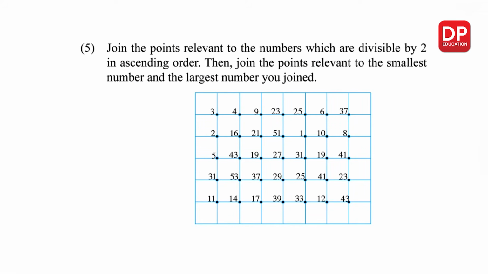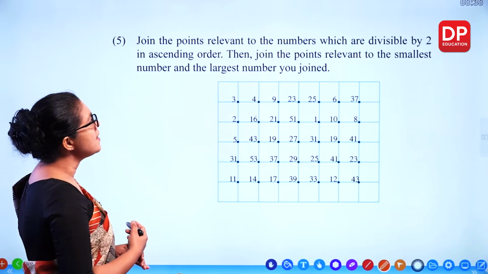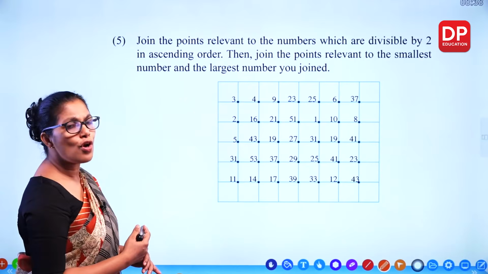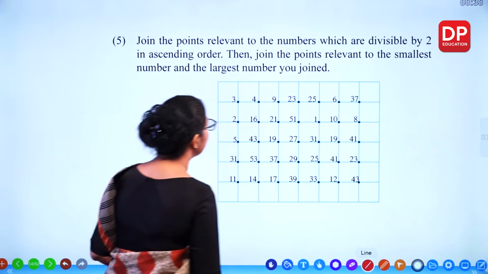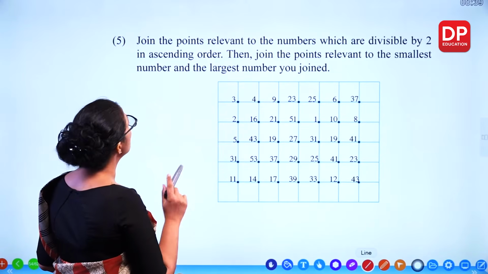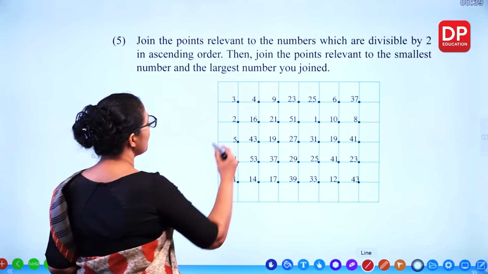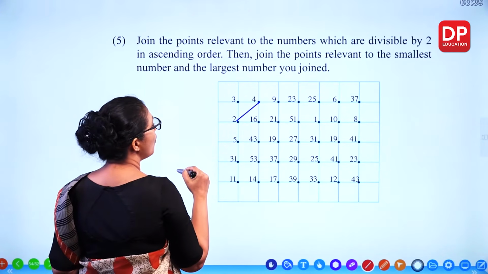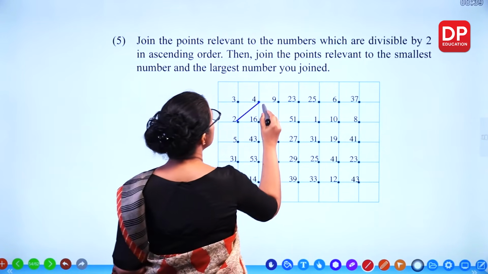Question number 5. Join the points relevant to the numbers which are divisible by 2 in ascending order. Then join the points relevant to the smallest number and the largest number. So starting from the smallest. Divisible by 2. So that means even numbers. 2, 4. Then what's the next number? 6.